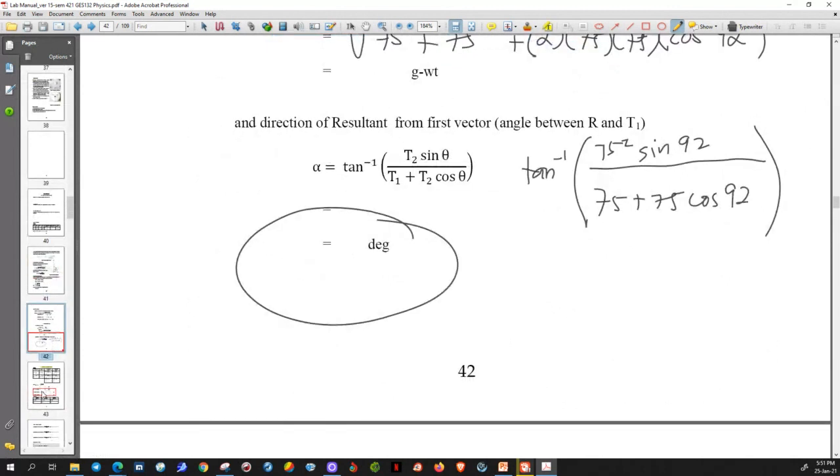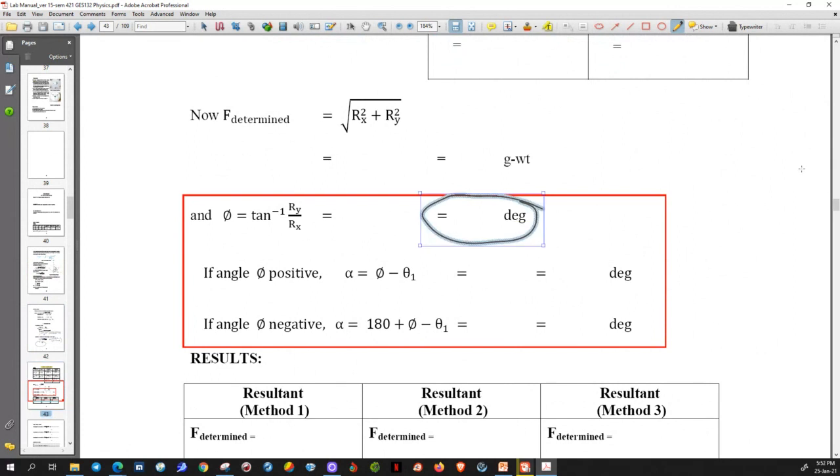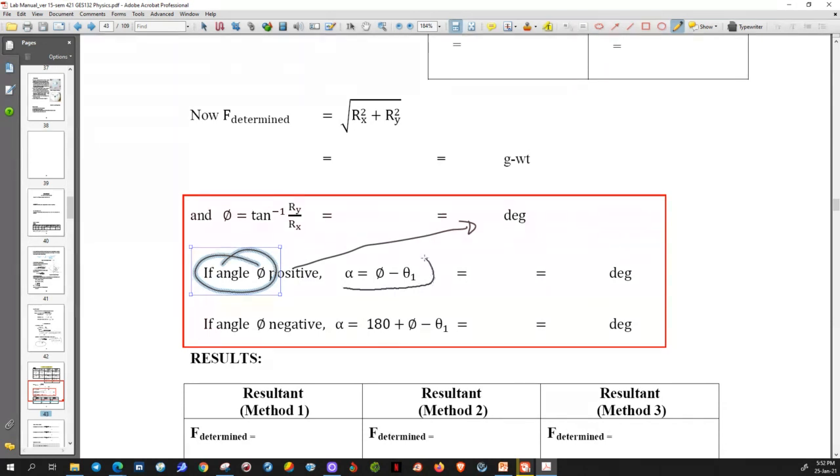Here, how do you find the alpha once you have the phi? This is the condition, Shabab. You will choose only one of these two choices. The highlight is not working. Never mind. I'll just circle it. If the angle phi is positive, which angle? The answer here is positive. You will take this equation: alpha is equal to phi minus theta 1. If the angle is negative, okay, which angle is negative? This one. You will take this equation.